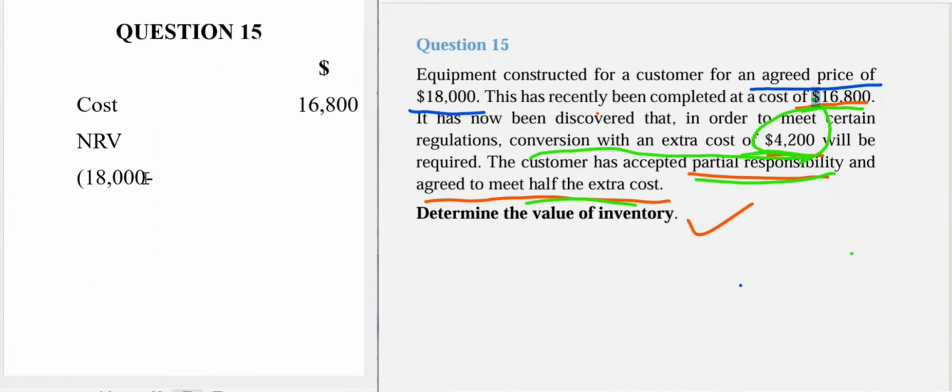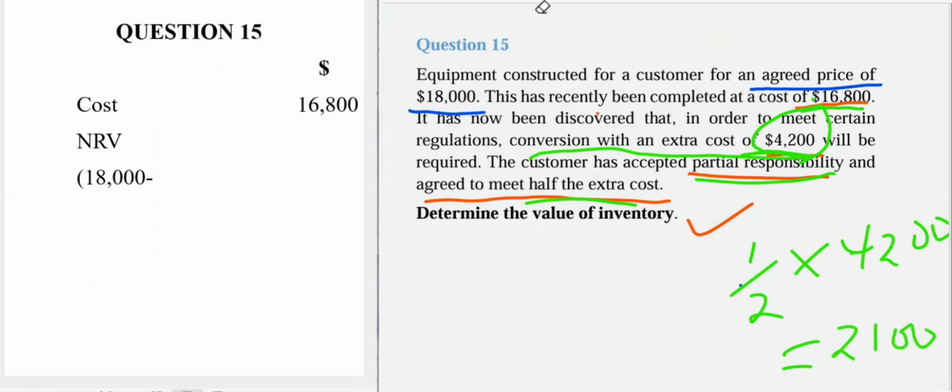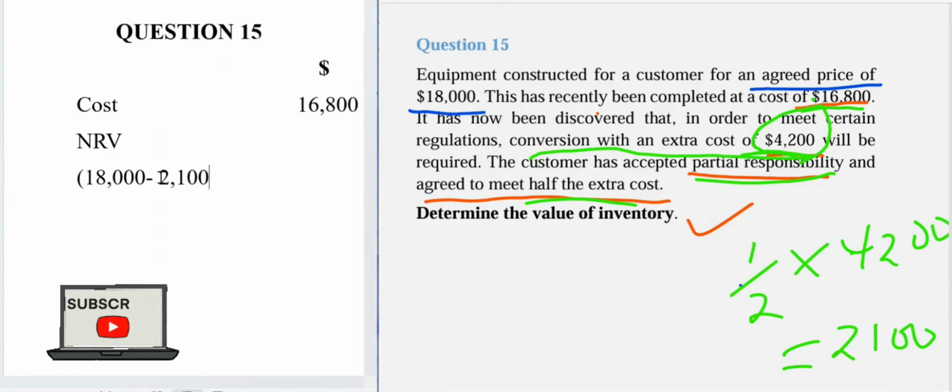So here, very simple. Just pick your half, by the 4,200. Are you following? And that will give us a figure of 2,100. So this is what we are going to use. 2,100 is what we are going to use as the extra cost that will be incurring the conversion cost. Okay, not the whole thing, because the customer has agreed to take half of it.